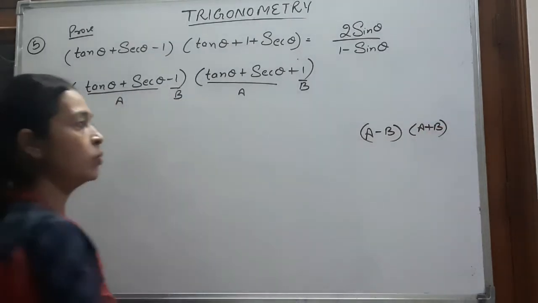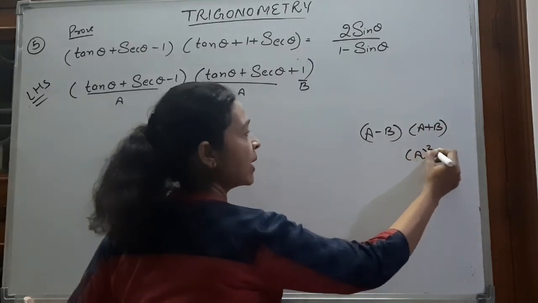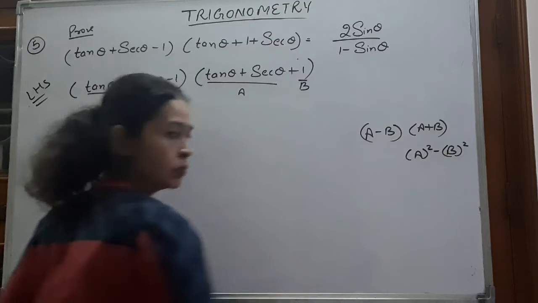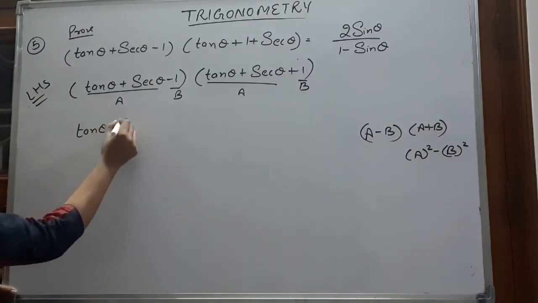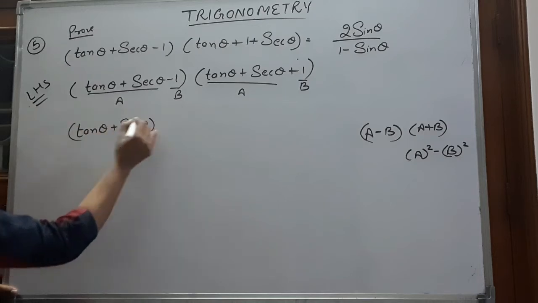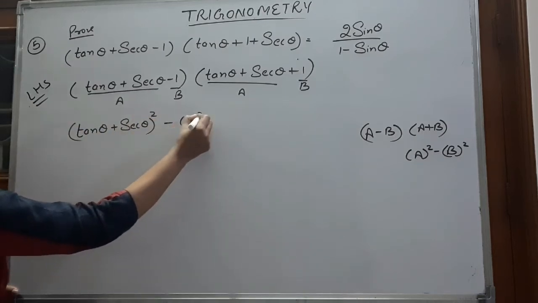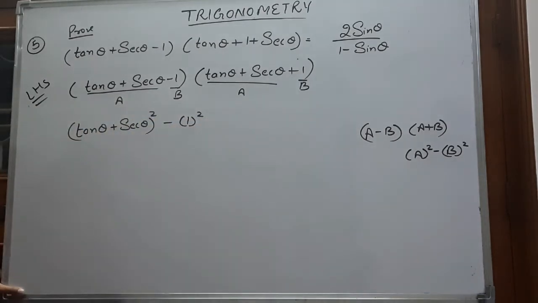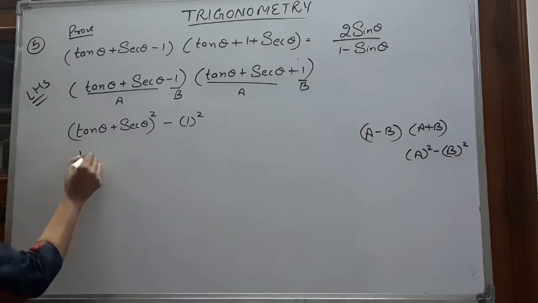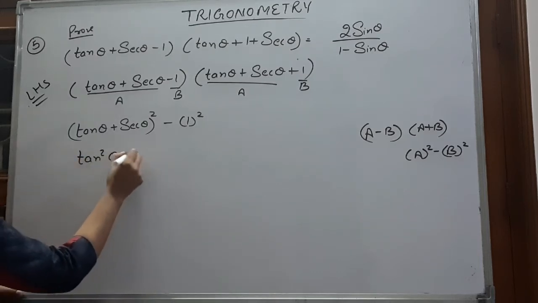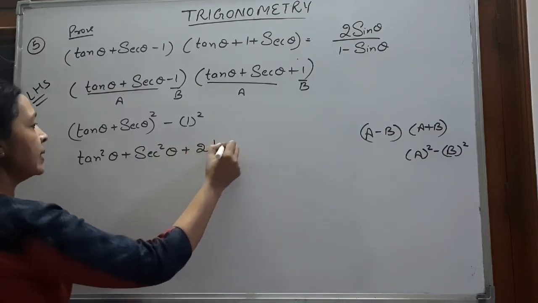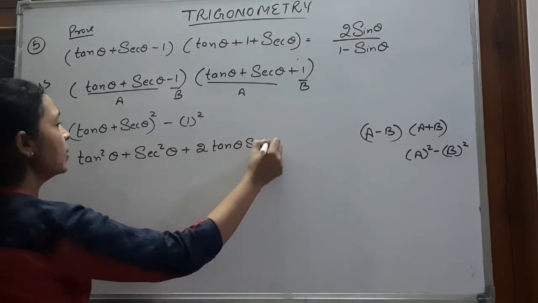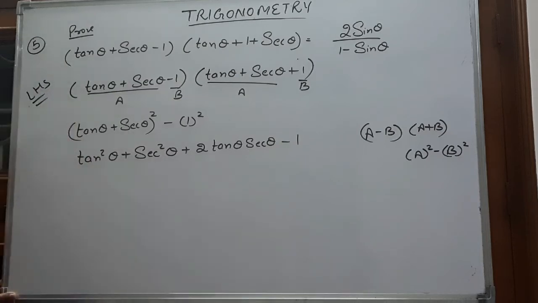What is a minus b into a plus b? A whole square minus b whole square. So what will we get? Tan theta plus sec theta whole square minus 1 square. And what is a plus b whole square? A square plus b square plus 2ab. Tan square theta plus sec square theta plus 2 times tan theta into sec theta minus 1.